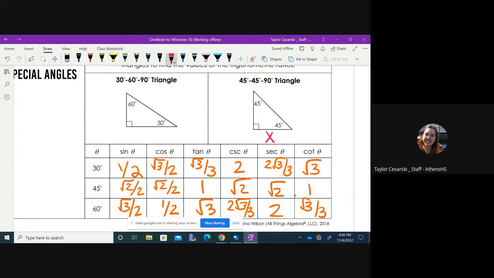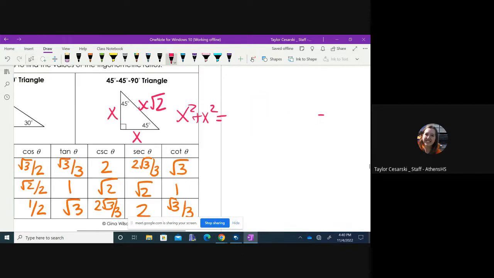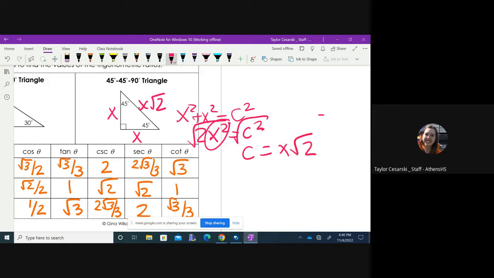That's isosceles, which means my two legs are congruent to each other. The relationship there is the two legs are congruent, and the hypotenuse, if we think about x squared plus x squared equals my hypotenuse, which is c squared. So that's 2x squared equals my hypotenuse squared, okay? If you were to take the square root of both sides to solve for c, we know the square root of x squared is x, and then we're left with square root of 2, okay?